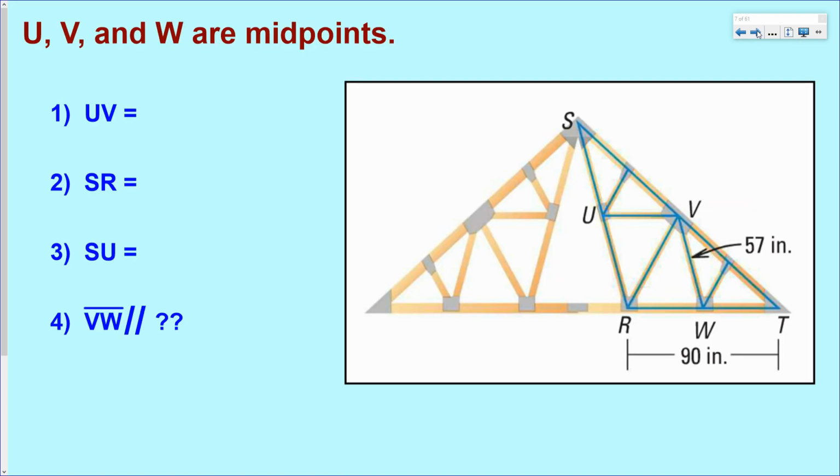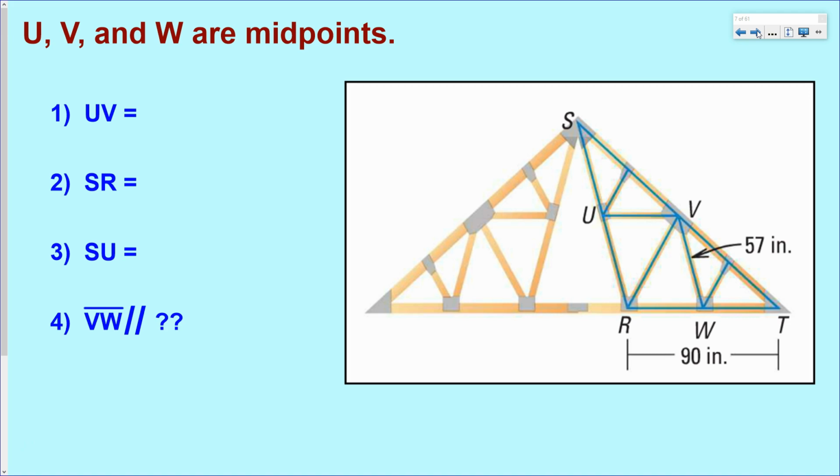This midsegment theorem allows you to do a couple simple things. So why don't you try this example right here where U, V, and W are midpoints, and the midsegments are drawn on this drawing, and you have to figure out the information over there on the left, some distances and which lines are parallel. Pause the video here and try to figure it out.